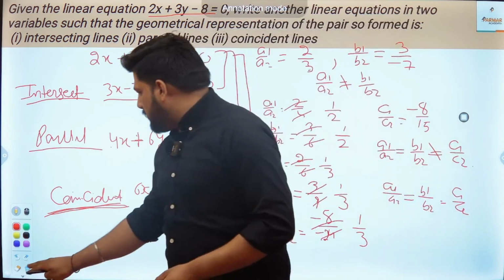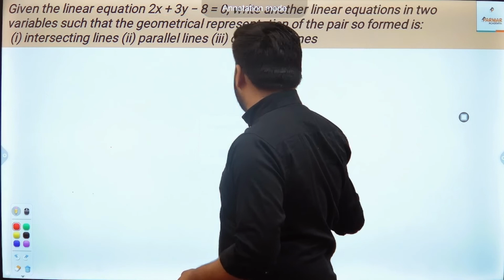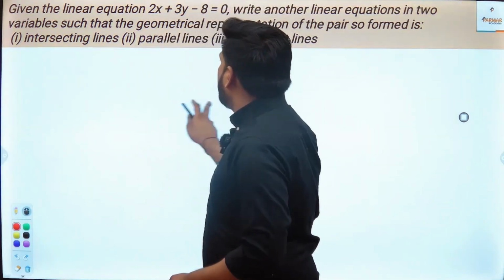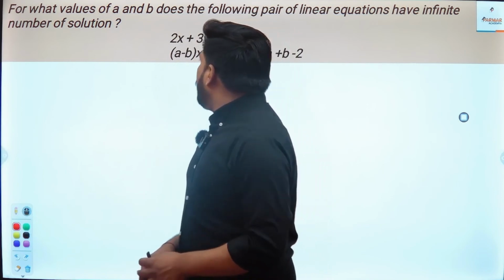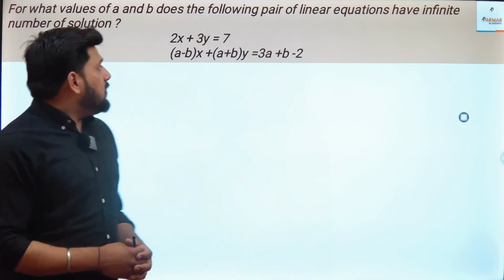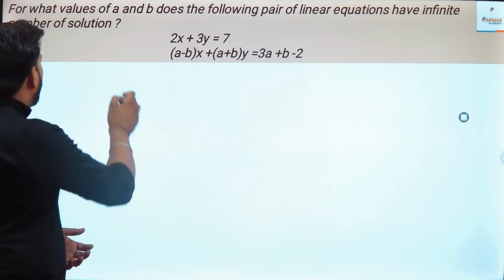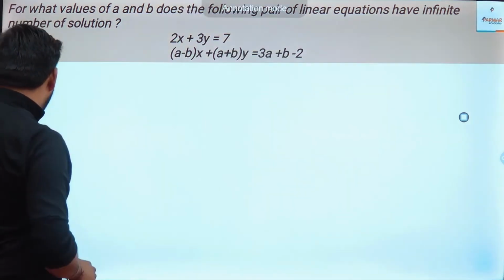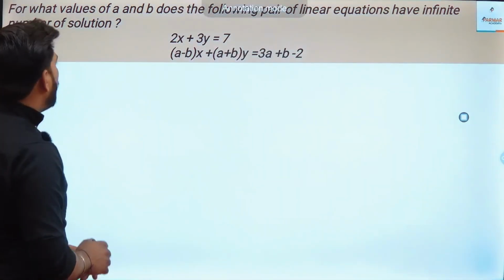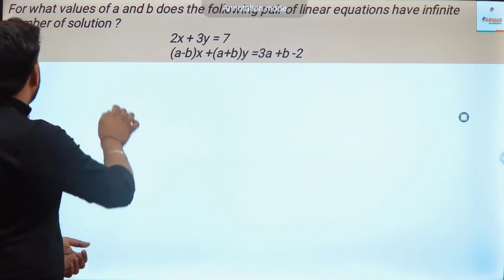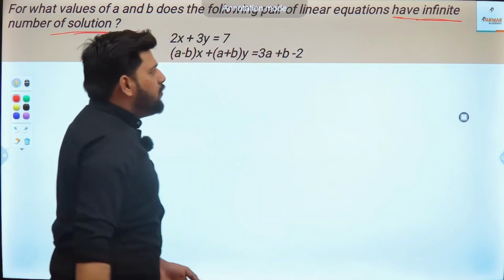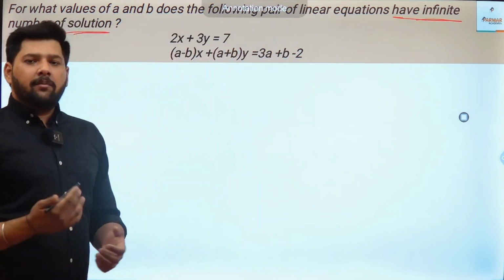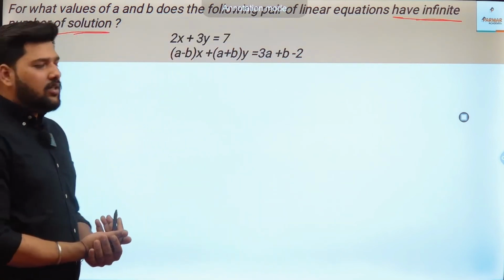The next one is, for what values of a and b does the pair of linear equations have infinitely many solutions? Now the pair of linear equations is given and we have to find the values of a and b such that there are infinitely many solutions. There are an infinite number of solutions. As we know, for an infinite number of solutions, all three ratios are equal.